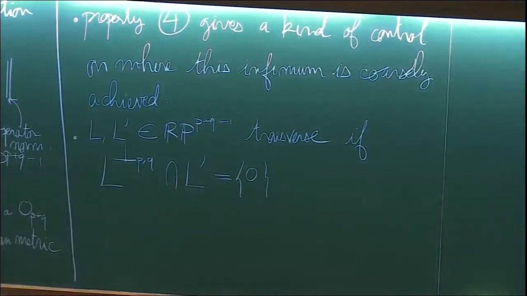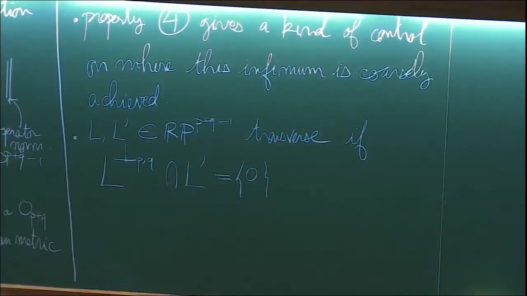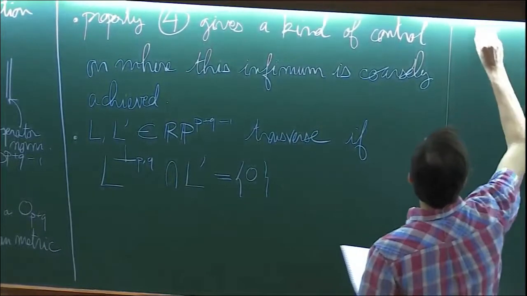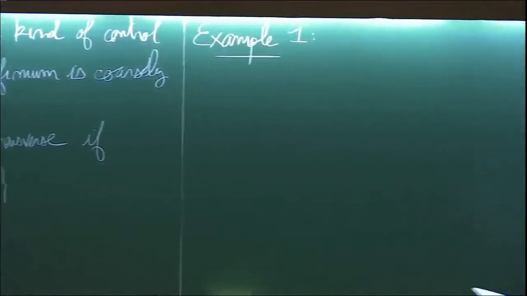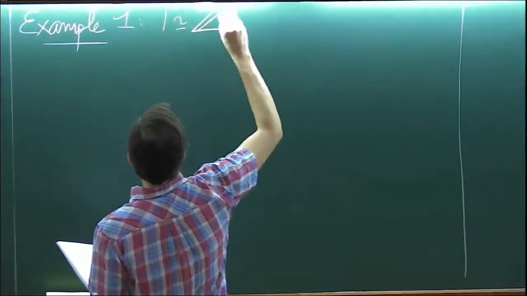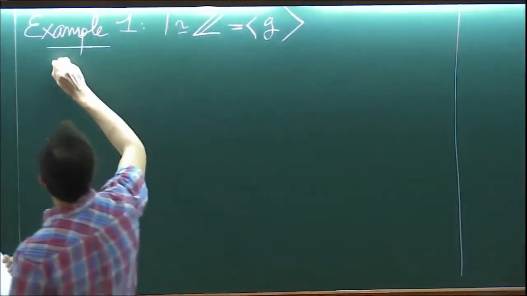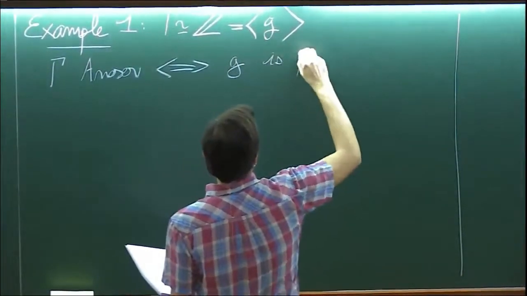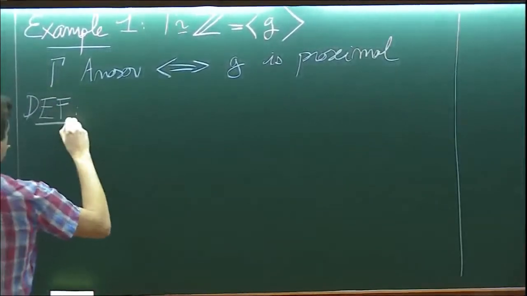So I will try to give more and more properties of Anosov subgroups in the talk, but I would really like to give examples of such groups. So example one is for general O(p,q), but for the simple gamma, meaning that gamma is Z, generated by one element G. And in this condition, gamma is Anosov if and only if G is proximal. And I don't expect you to know what a proximal element is, so I will give a definition.